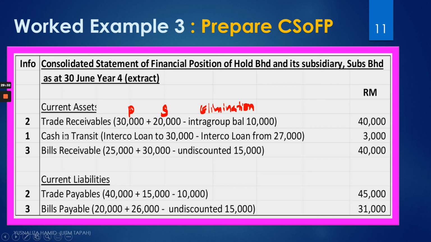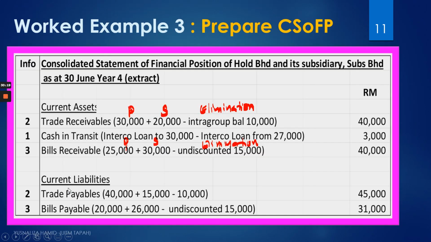The second one is cash in transit. You can also include it in cash, or you can adjust under cash, the cash in transit. The cash in transit is a result of the differences in the intercompany loan. That was from transaction number 1, so 3,000. Bill receivable is a result of transaction number 3, where we just adjust for the undiscounted bills of 15,000. So you add the holding plus the subsidiary, and the elimination is for the undiscounted bill. The elimination is for the intercompany transaction.